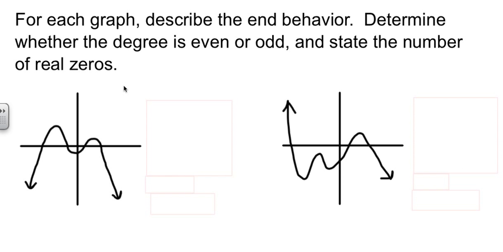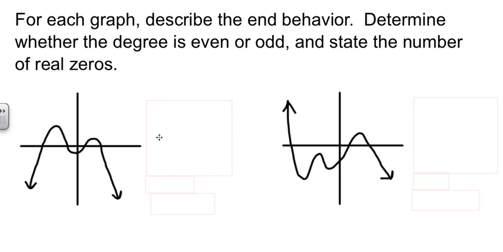So what they are going to ask us to do is describe the end behavior of a graph, decide if we're looking at an even or odd function, and then state the number of real zeros. And the real zeros part is easy. First, let's look at the end behavior.